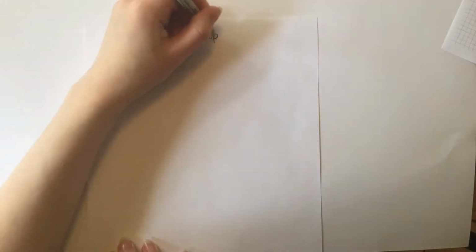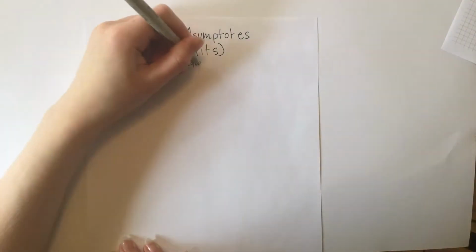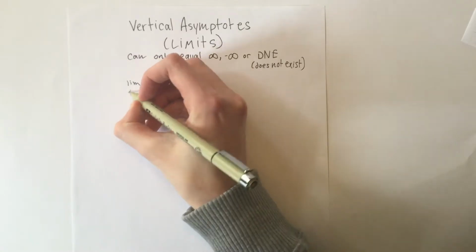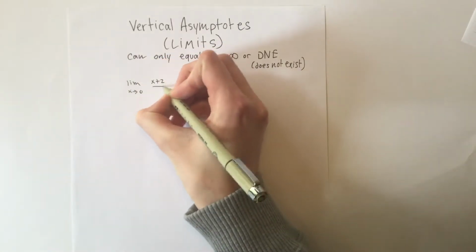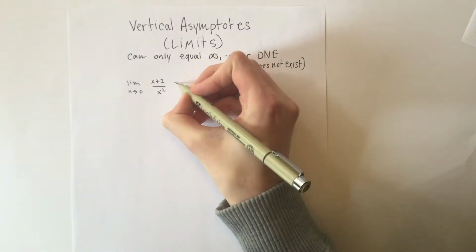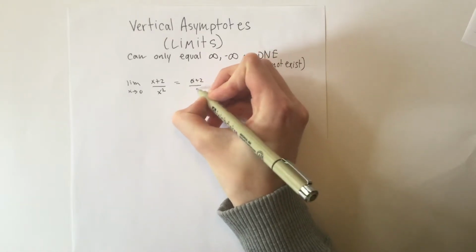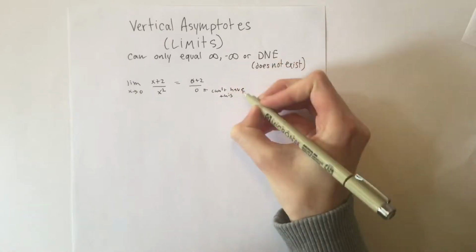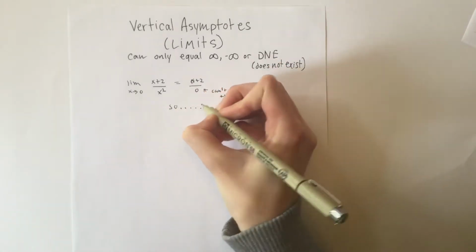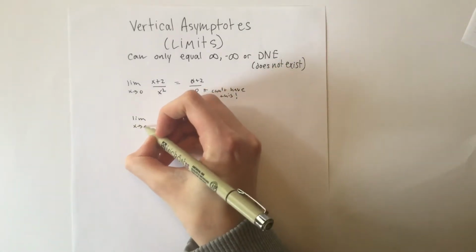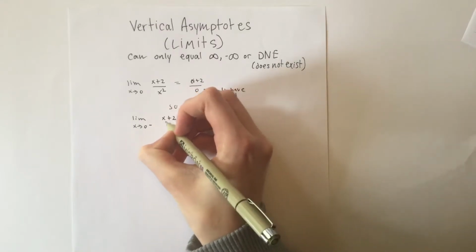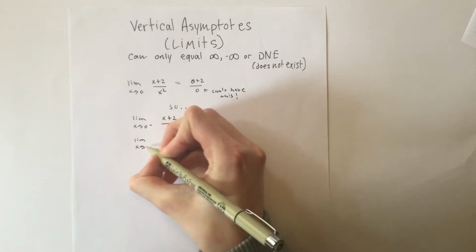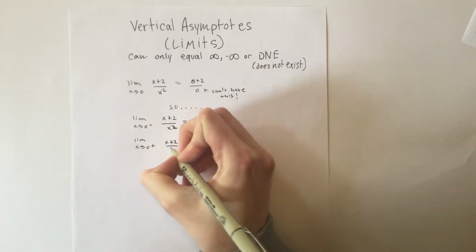So, vertical asymptotes and limits. It can only equal infinity, negative infinity, or it does not exist. The first example, the limit as x approaches 0, x plus 2 divided by x squared. Now, when you plug in 0, you get the denominator to be 0. We can't have this. The denominator cannot be 0. So what you do is you take the limit from the left and you plug in a number like negative 0.1. And you plug that in for x. And you find out you get a positive.